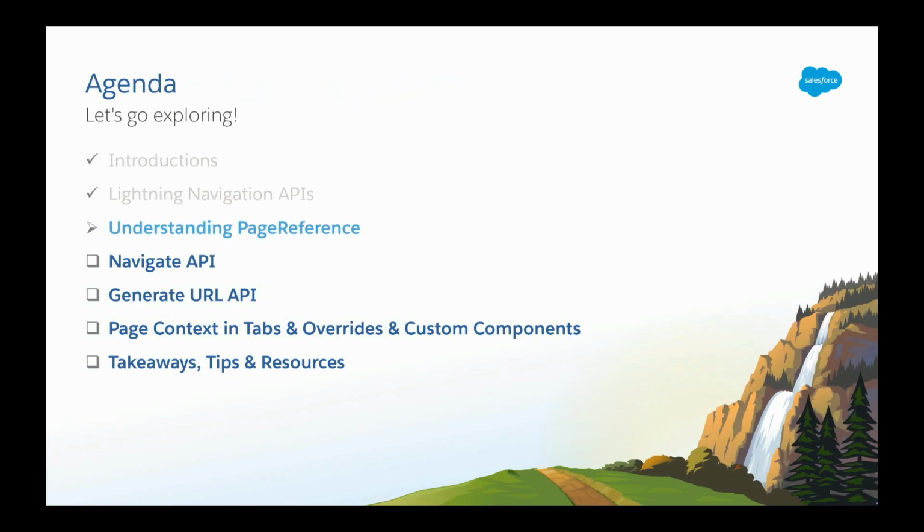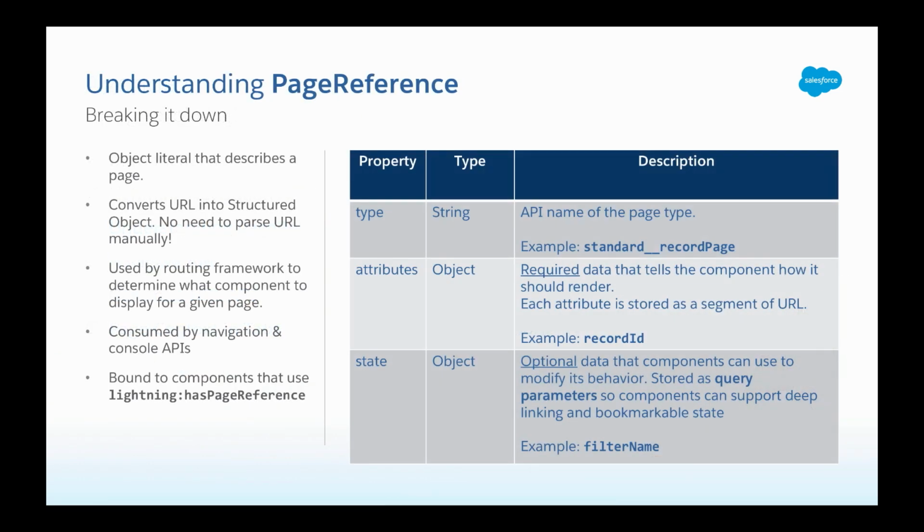So page references, I keep on talking about it, but what are they? Well, it's just an object literal. There's nothing too fancy about it. But what it is is a structured representation of a URL. So every URL corresponds to a page reference, and every page reference can be generated into a URL. And this is used by our routing framework and all our APIs in order to help navigations, as well as resolving URLs back into page references.